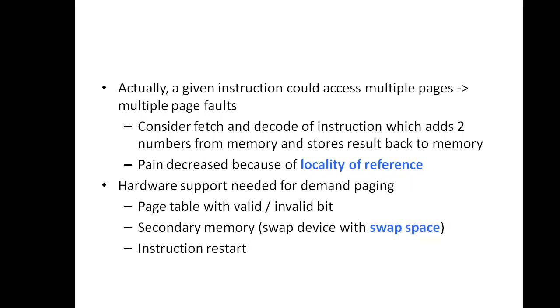Now the space that is used in the disk for this swapping purpose is called swap space. Swap space is nothing but the space in the secondary memory that is used for swapping in and swapping out of the pages.